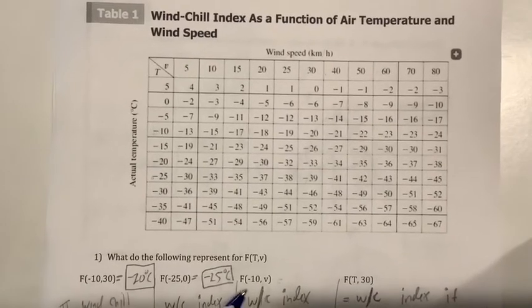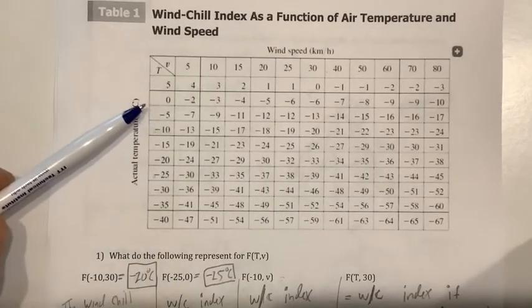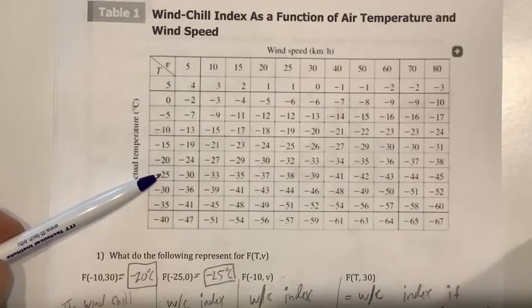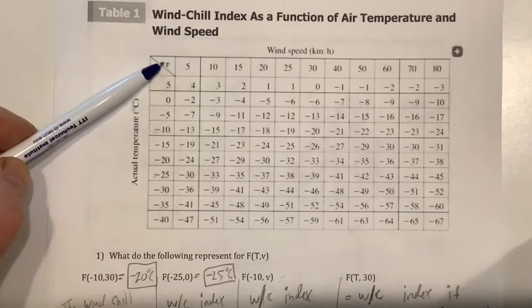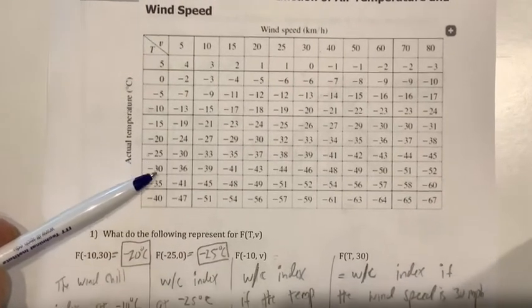So what would the wind chill index be at negative 25 Celsius and zero kilometers per hour? Well, at negative 25, it's here, but then for zero there is no zero column. I guess this would be zero here. So the wind chill index would just be negative 25.